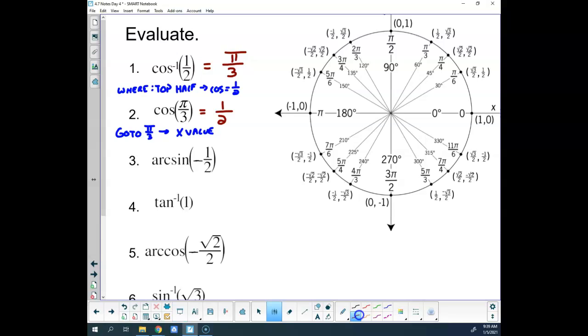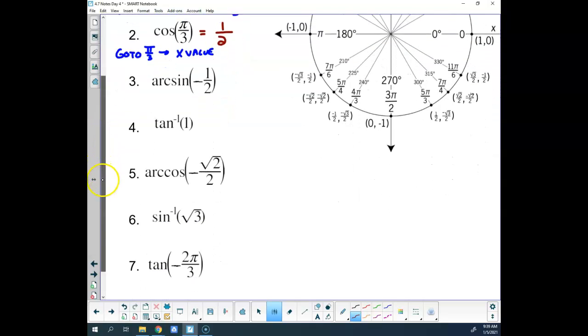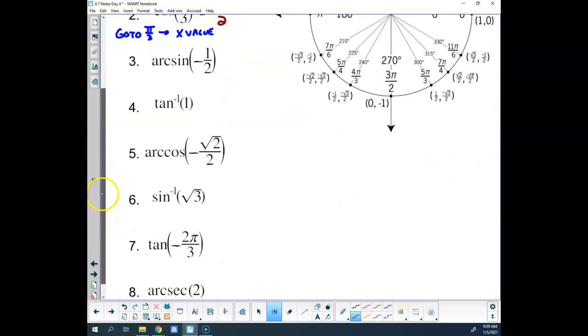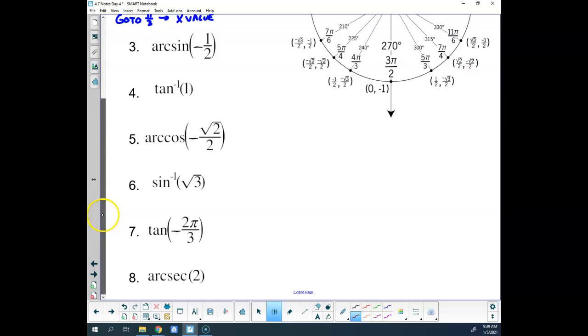Okay. So what I would like you to do now is these 6 problems. Find the arc sine, inverse tangent, arc cosine, and so on and so forth. Okay? Go for it.